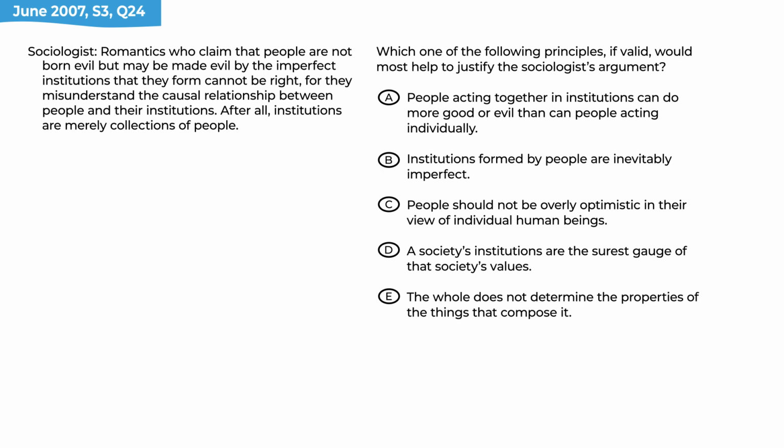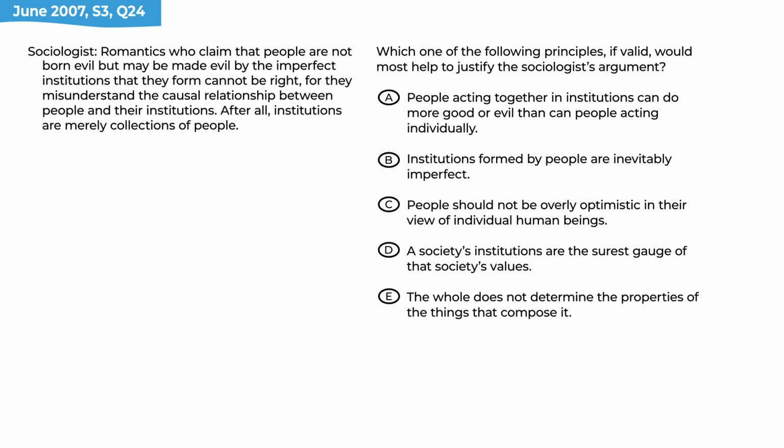All right, welcome back. So in this argument, the sociologist says that romantics who claim that people are not born evil, but may be made evil by the imperfect institutions that they form, cannot be right. For they misunderstand the causal relationship between the people and their institutions. After all, institutions are merely collections of people. So in that last sentence, we have evidence to support the conclusion.